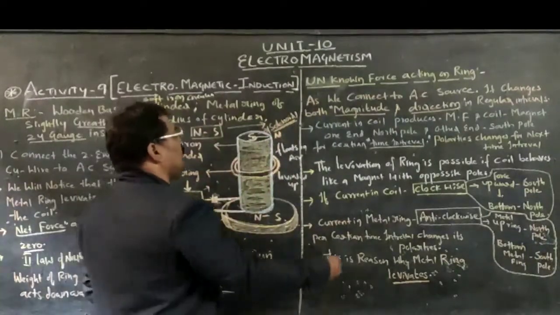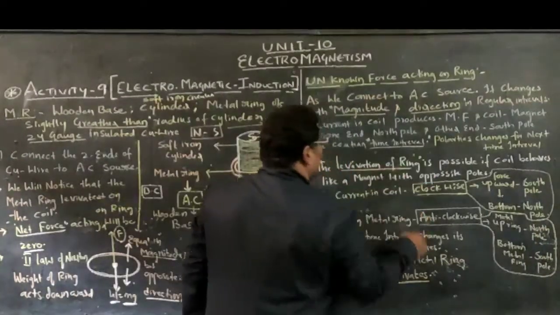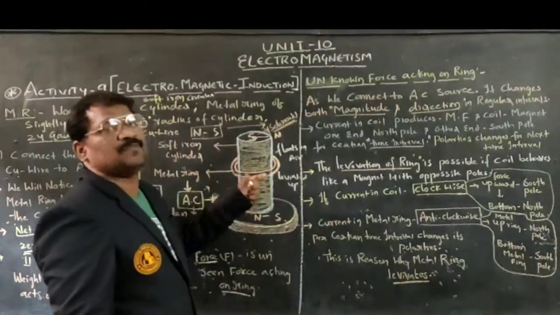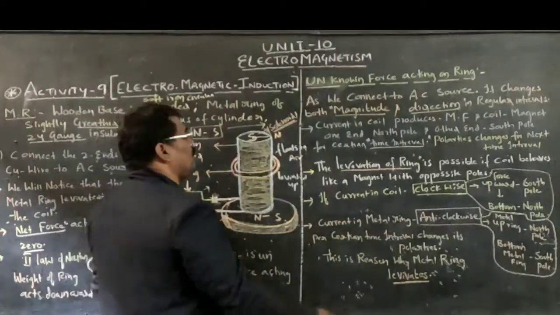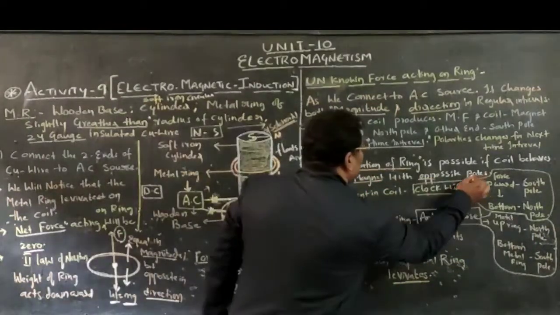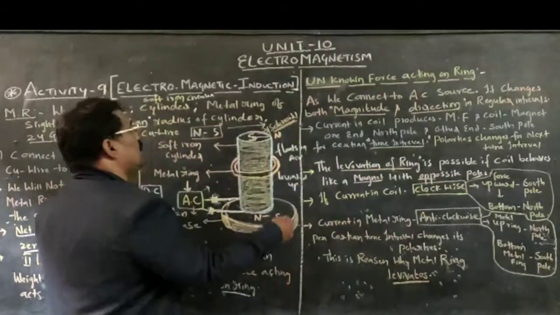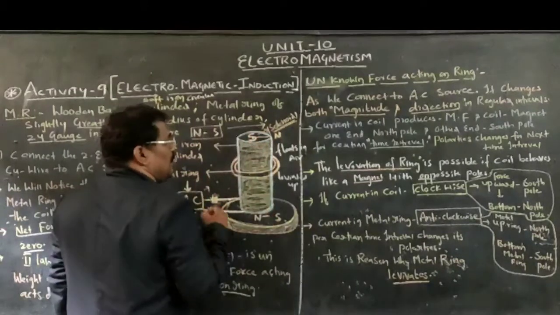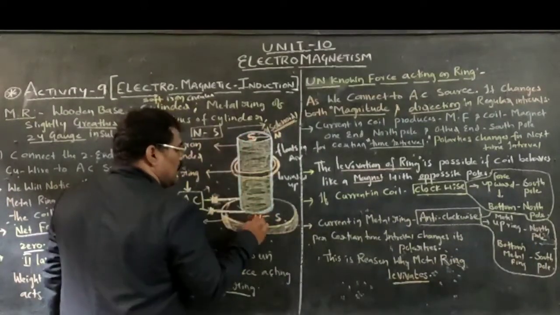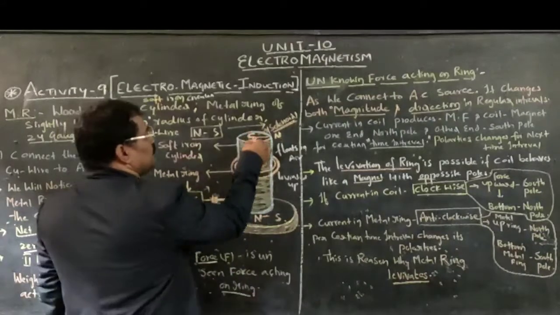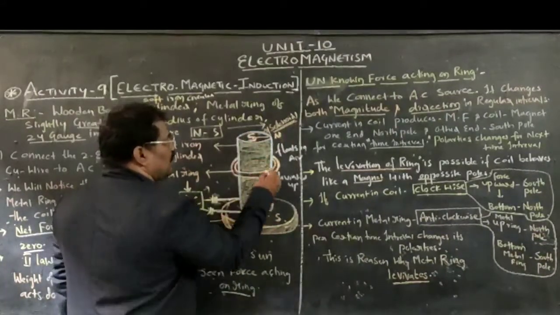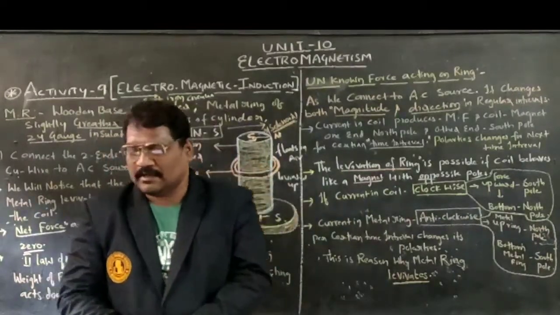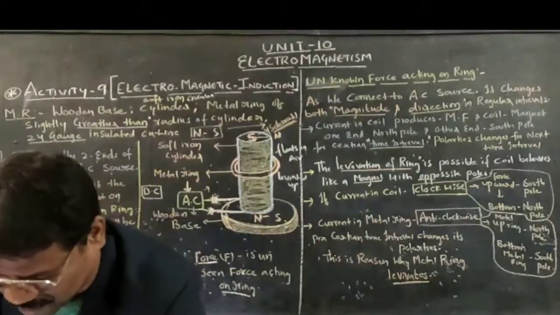Now coming to the levitation of the ring. As the ring is levitated, floating in the air, it is possible if the coil is behaving like what? A magnet with opposite poles. For example, if this coil is behaving like a magnet consisting of a south pole and a north pole, the ring will be levitating in this way. Yes or not? The ring will be levitating on this.